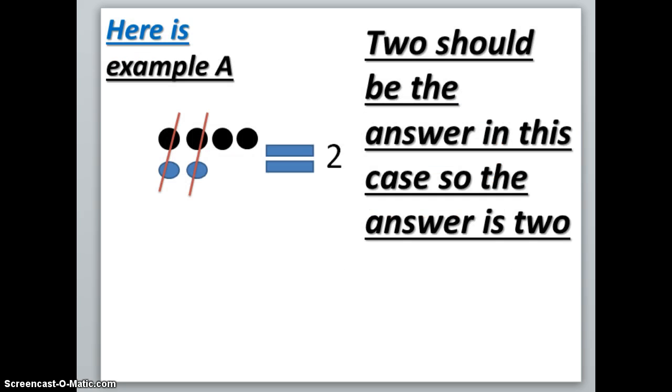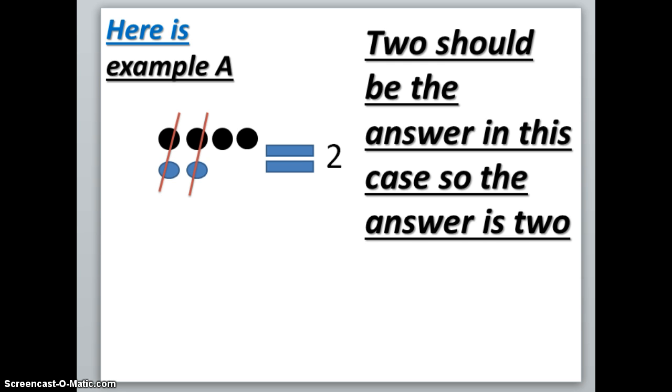Here's example A. You should get that we had 4 positive counters and 2 negative counters. So the lines represent how we crossed out the 2 counters, which equals 2. We found this by subtracting 4 counters by 2 counters and getting the remainder of 2 counters. 2 should be the answer in this case, so the answer is 2. So this was basically explaining this by letting you guys know that this is subtracting integers, and if you have any questions, feel free to ask.